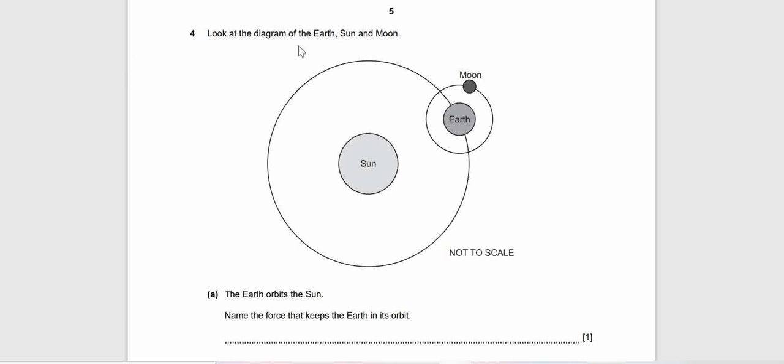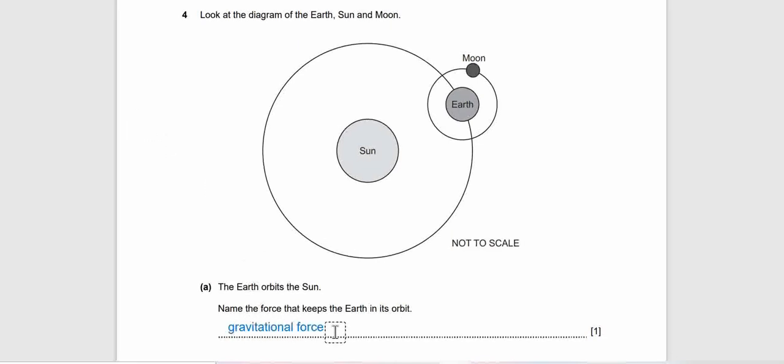Question 4. Look at the diagram of the Earth, the Sun, and Moon. Question A. The Earth orbits the Sun. Name the force that keeps the Earth in its orbit. 10 seconds from now. 10, 9, 8, 7, 6, 5, 4, 3, 2, 1. Alright, let's open up the answer. So it's a gravitational force that keeps the Earth in its orbit. Gravitational force.